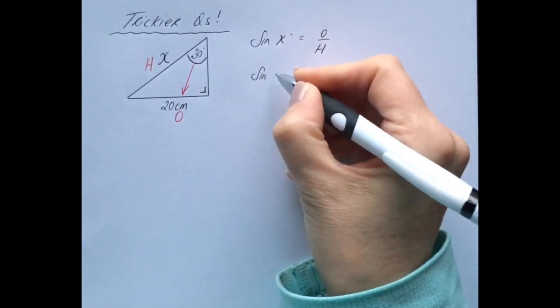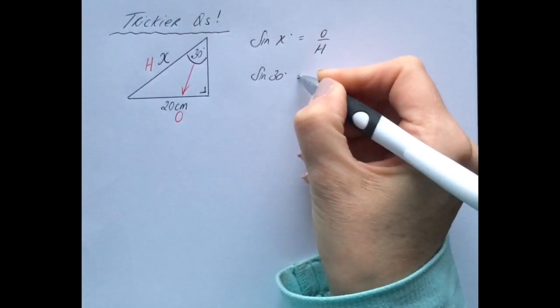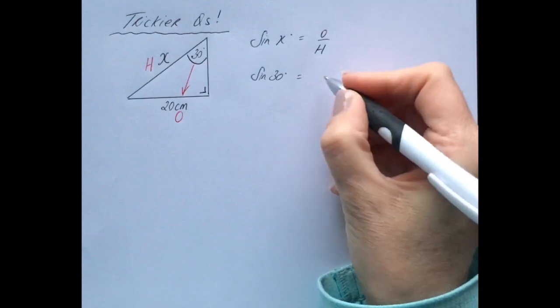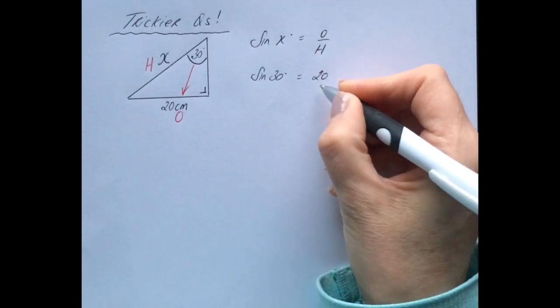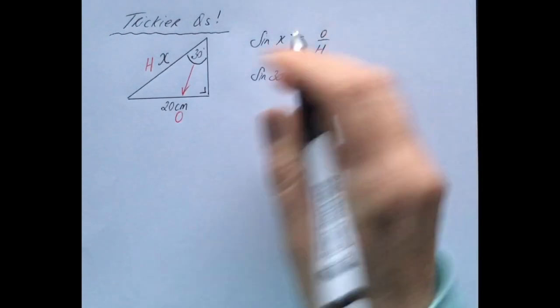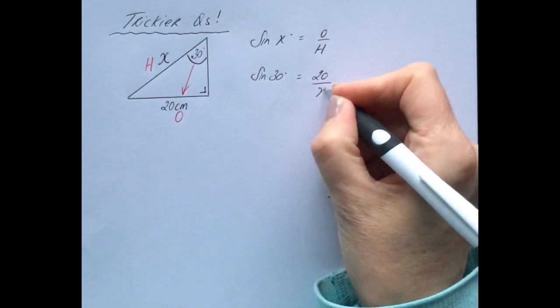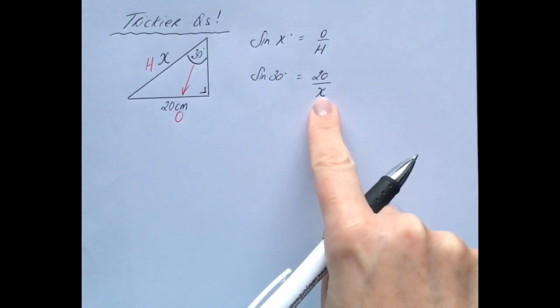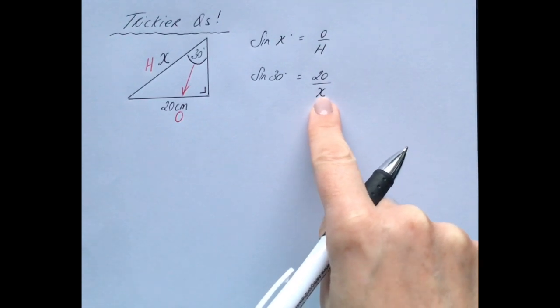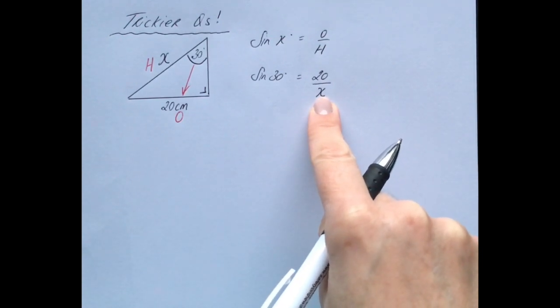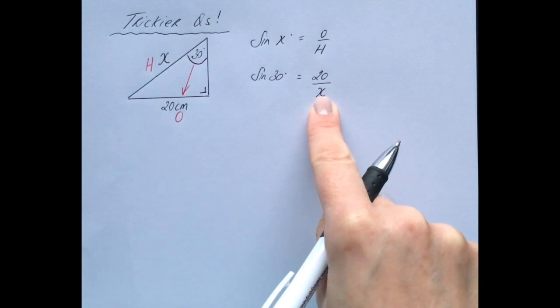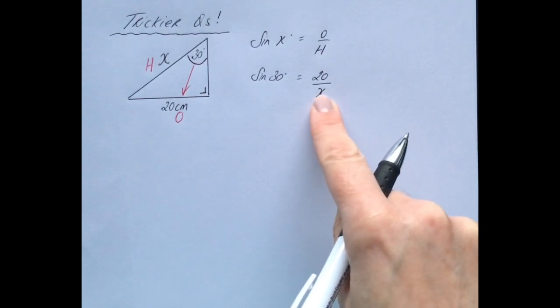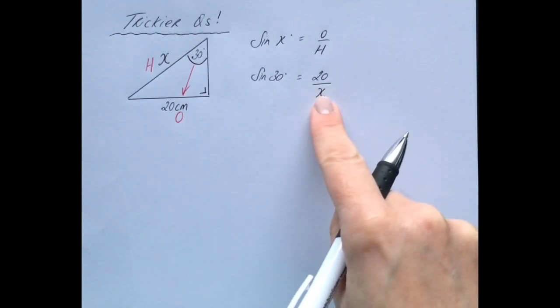Well, we do know the angle here, it's 30 degrees. And we know that the opposite is 20, divided by the hypotenuse, which is labelled x. Okay, so this is the first time we've had to deal with the x on the bottom of the fraction, and that causes a few little problems because we can't get x on its own when it's on the bottom of a fraction.